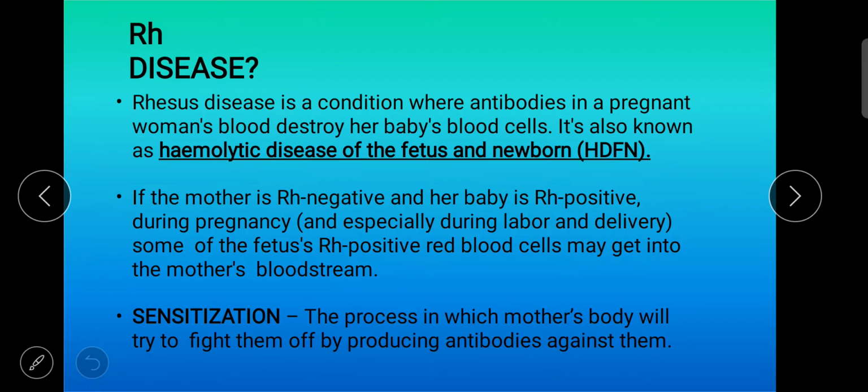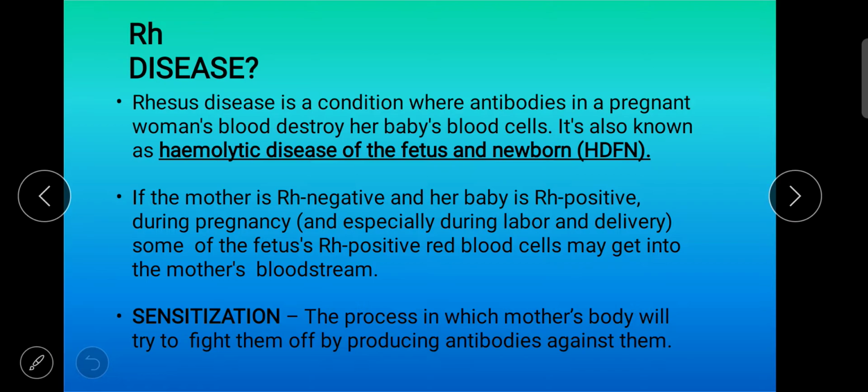Why? The mother may be positive or negative, but the baby has a different RH factor. For example, the mother is RH negative but the baby is positive. The mother's body antibodies think the baby's blood is a foreign body, so they will destroy the baby's blood cells. That is RH incompatibility.